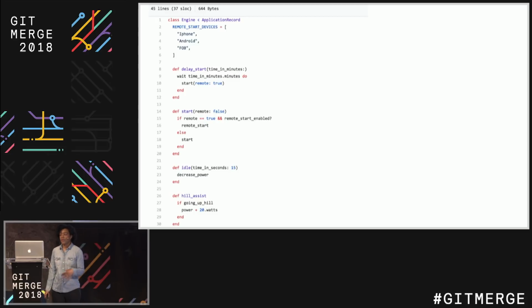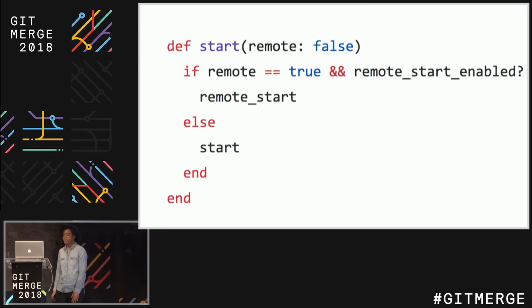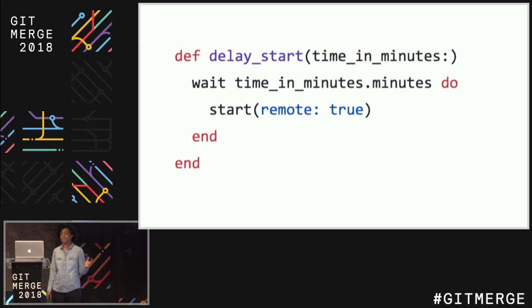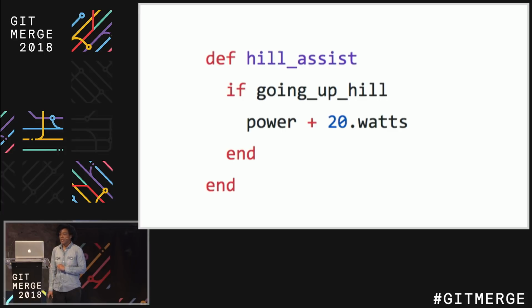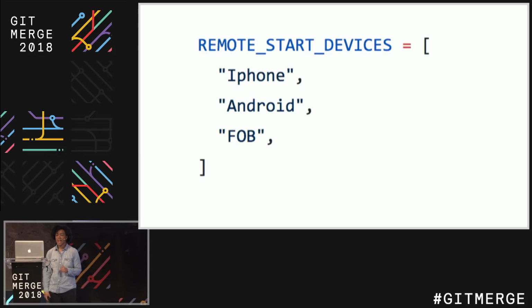Lots of small, well-named methods that do one thing. An engine start method that takes a true or false as to whether we're starting the engine remotely through some sort of app or the fob. A delay start, so you can set the time that you want to start your engine, like in the morning at 9 a.m. during the winter, so it's all warmed up by the time you get in. An idle method that decreases the power output of the engine. And a hill assist that increases the power output when you're going up hills. And then we just define some devices that are allowed to start the engine remotely.